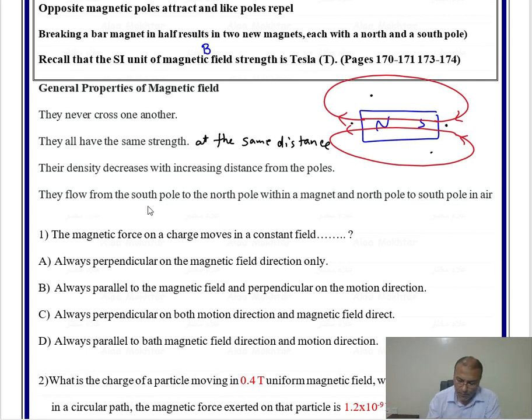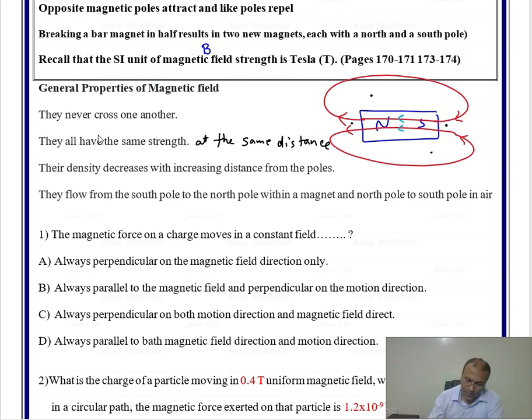They flow from the south pole to the north pole within a magnet, inside the magnet from south to north, and outside the magnet from north to south. All of this is related to question number 4, but we will make a quick revision about chapter 7.